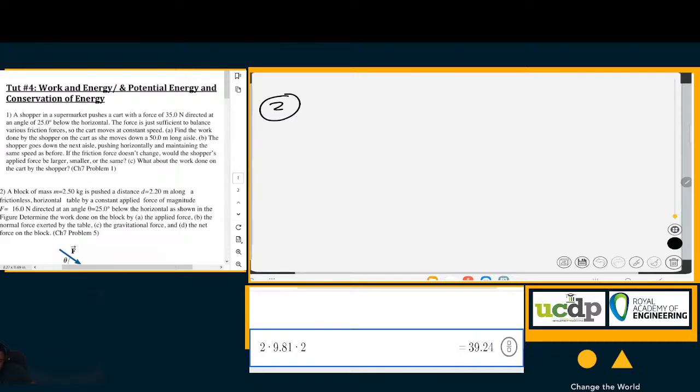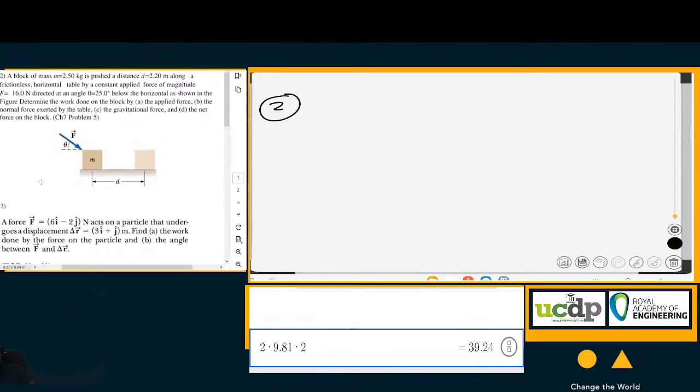A block of mass m equal to 2.5 kilograms is pushed a distance d equal to 2.2 meters along a frictionless horizontal table by a constant applied force of magnitude F equal to 16.0 newtons, directed at an angle of 25 degrees below the horizontal as shown in the figure.